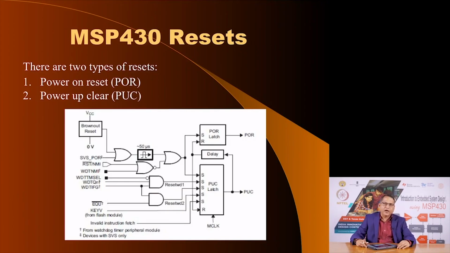There are broadly two types of resets, one is called power on reset and the other is called power up clear. There is a fine difference between the two. Power on reset happens, as the name suggests, when the power is applied for the first time, but power up clear can happen from other sources also.